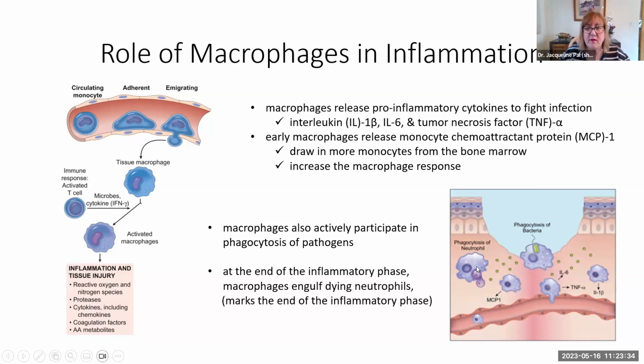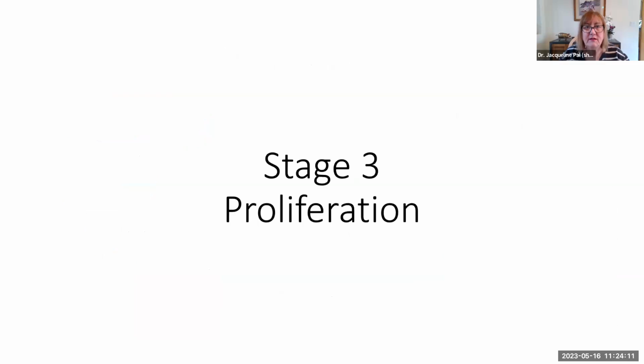As I mentioned before, the macrophages from monocytes can do phagocytosis of the bacteria, just like the neutrophils can, but much more importantly, at the end of the inflammatory phase, they are going to be engulfing dying neutrophils or leftover neutrophils, and this is what marks the end of the inflammatory phase, okay? So yes, they're important for phagocytosis of bacteria and for dead and damaged cells, but they're also important for ending the inflammatory reaction.